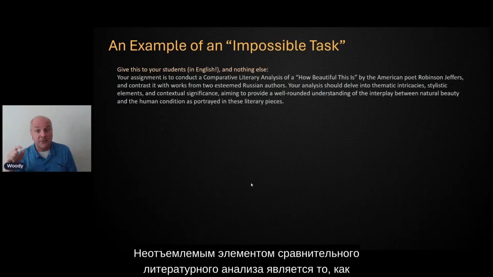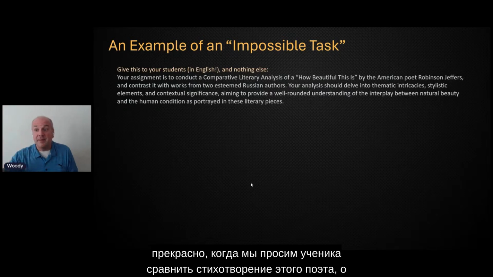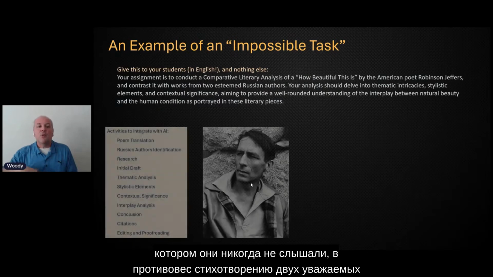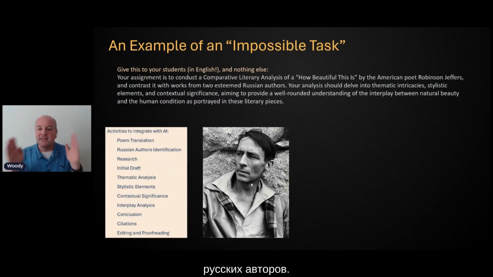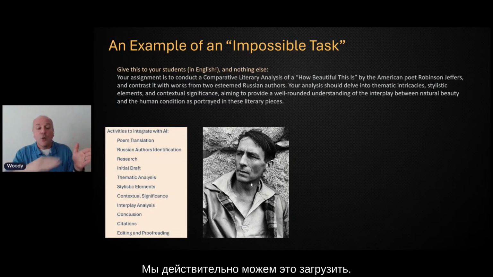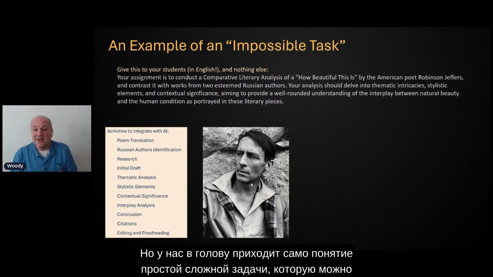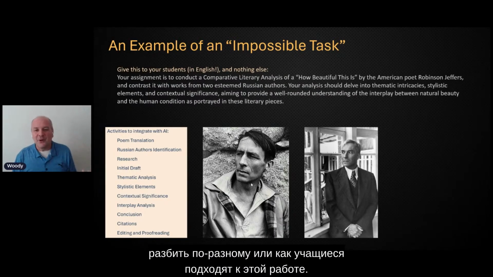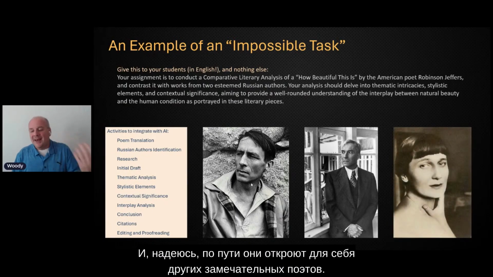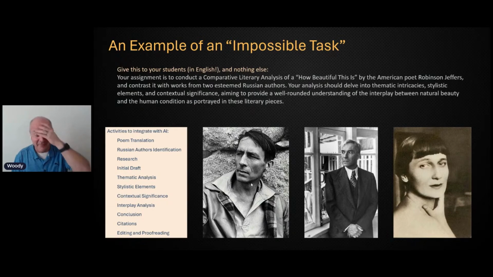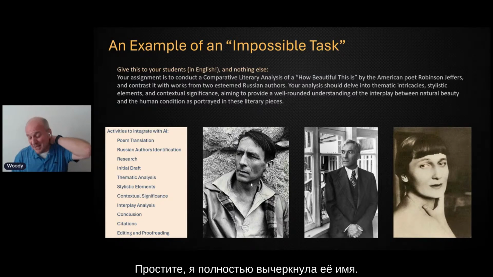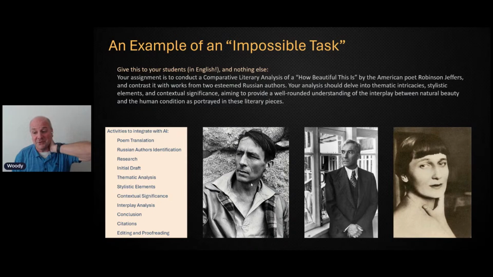And we can really load this up. We can dive into thematic intricacies, everything else that's here. I'll break it out in just a second. But we come up with this whole notion of a simple, complex objective, which can be broken down in many different ways for how students approach this work. And hopefully along the way, they discover other wonderful poets like Pasternak and Anna Akhmatova. I'm sorry, I completely butchered her name. I've read her for years, and I'm almost hesitant to repronounce because I know I'll butcher it again.